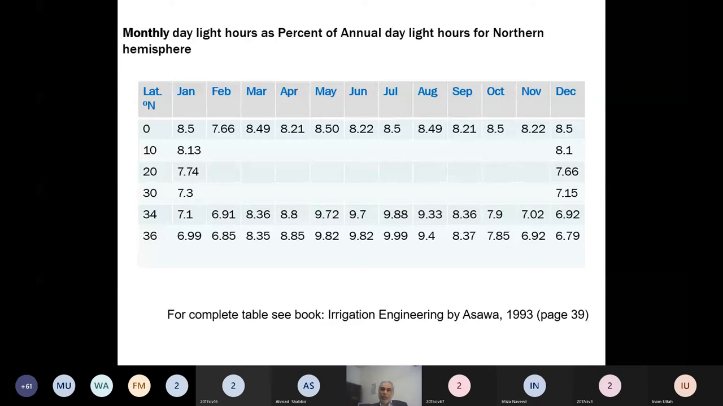From the equator, with respect to the equator, if we go to the North Pole, that is the northern hemisphere. We are in the northern hemisphere: Lahore, Pakistan, India, USA. So in the northern hemisphere, Lahore is at latitude 33-34 degrees. So depending upon the month, the percentage sunshine arc changes because of the tilt of the Earth.